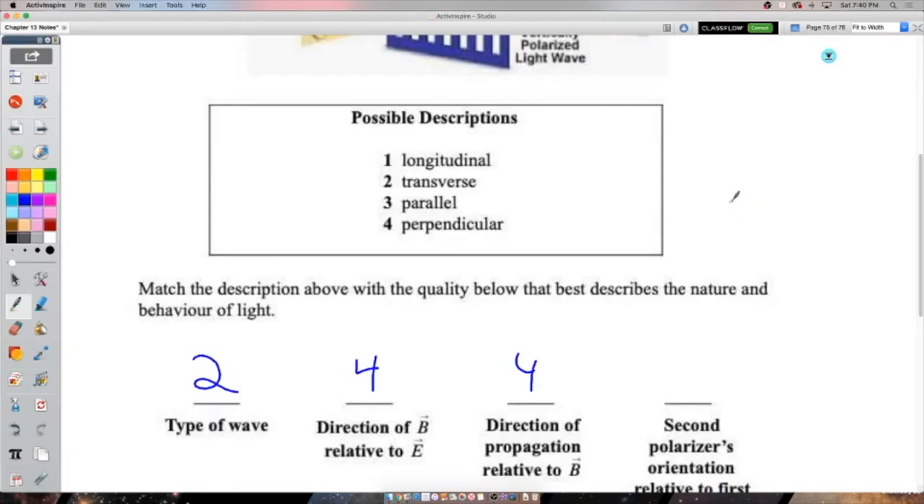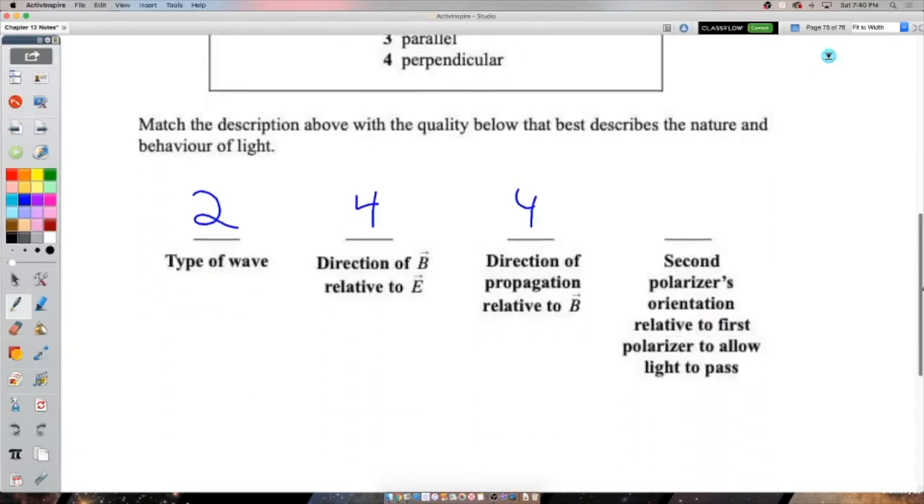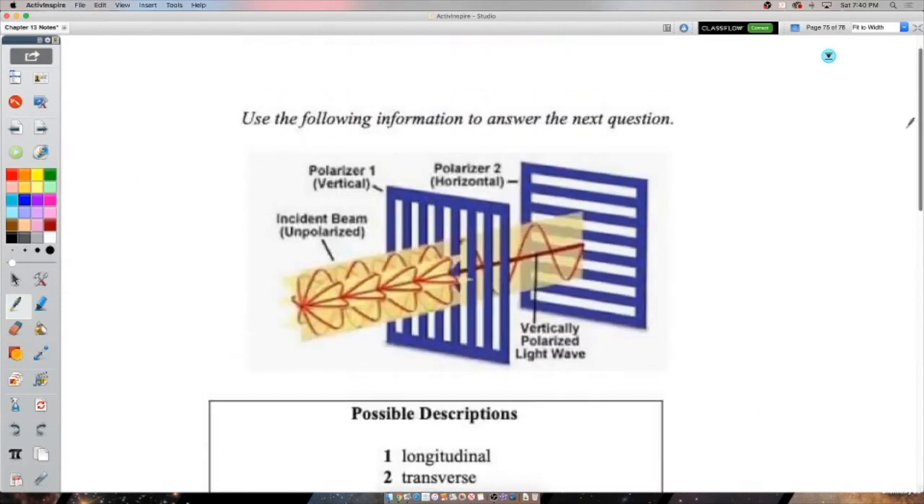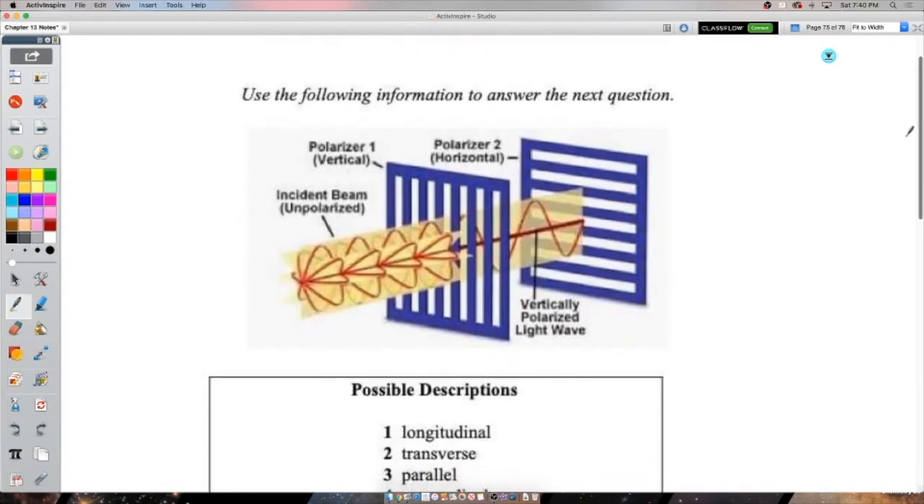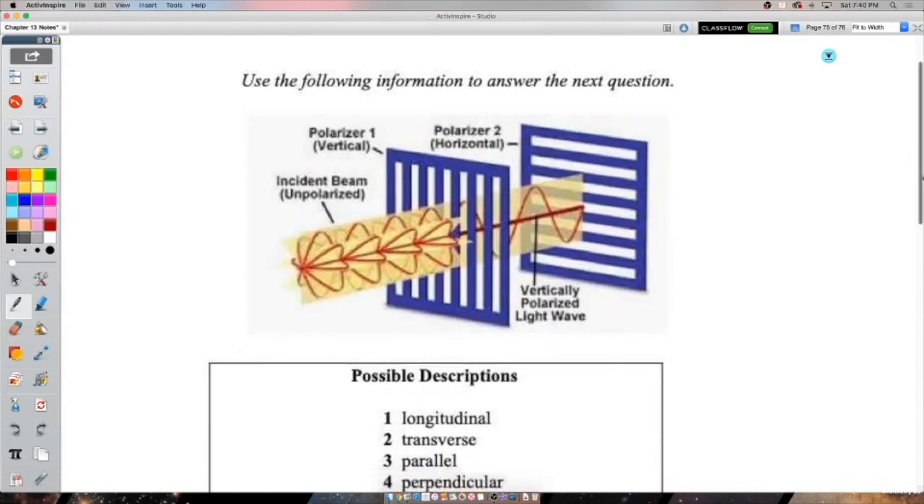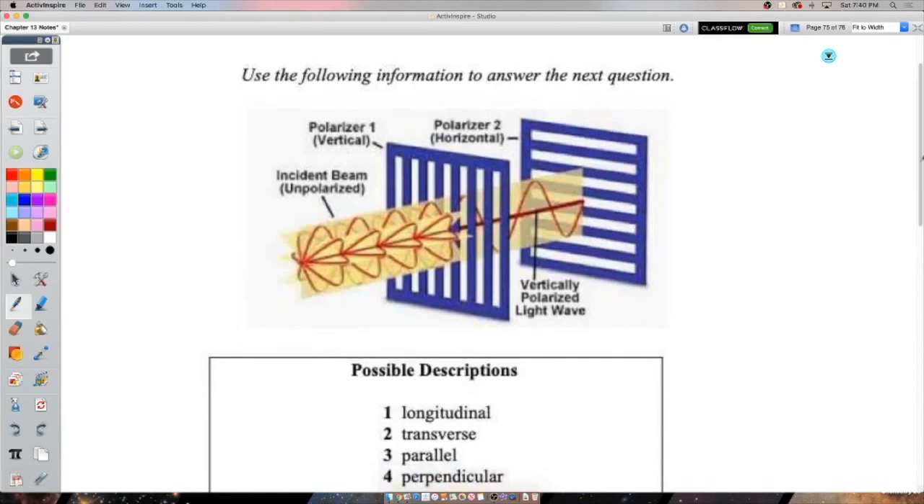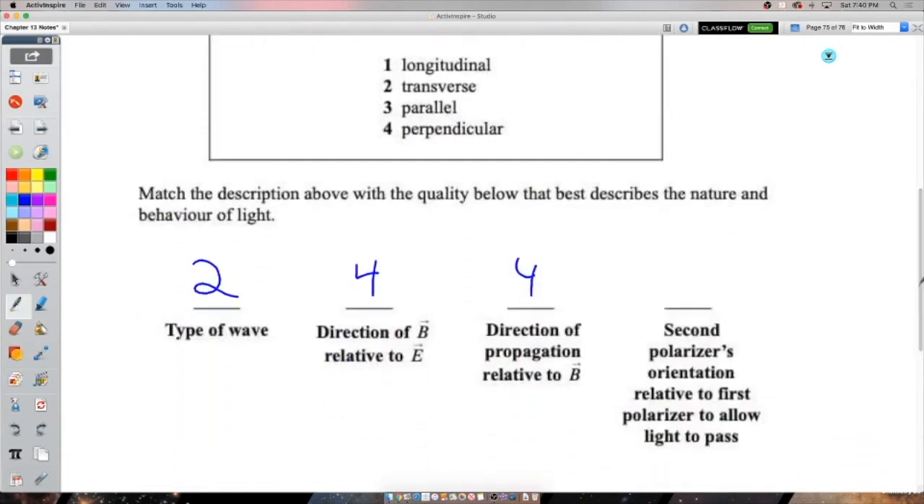The second polarizer's orientation relative to the first allows light to pass. If we look at this one, that is not letting light pass. This light would not be able to get by because this polarizer is oriented to let vertically polarized light through, and this one is oriented to only let horizontally polarized light through. So this isn't getting through. But in general, you have to orient your polarizer parallel to your first polarizer if you're going to let the light through.